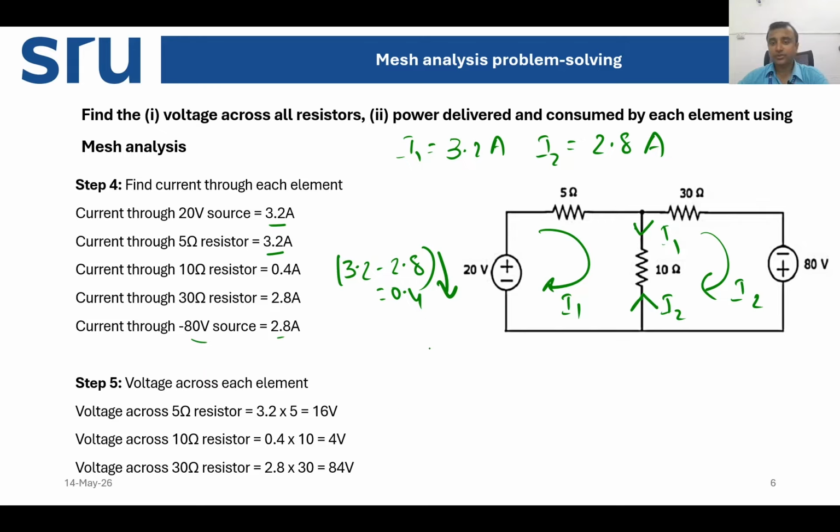Now the voltage drop is simply current multiplied by resistance. For the 5 ohm resistance it is 3.2 times 5, which is 16 volts. For the 10 ohm resistance, the current is 0.4, so 0.4 times 10 is 4 volts. For the 30 ohm resistance, it is 2.8 times 30 equal to 84 volts. This is the voltage which is actually dissipated.